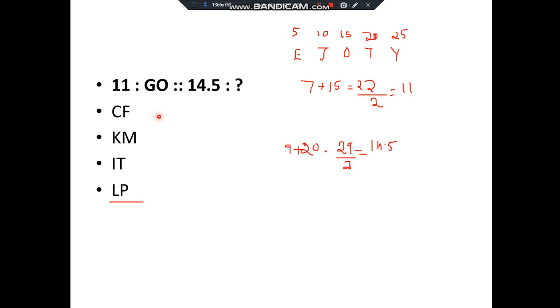For this question, I'll just give you a hint. See, C and F. There are only 2 letters gap difference. K and M next letter. I and T few letters. L and P quite a big distance. So choose that option and try and see. Okay, so 9 plus 20, their place values, which is 29. So previously we did divided by 2, same you follow, which get as 14.5. So LP is the answer.